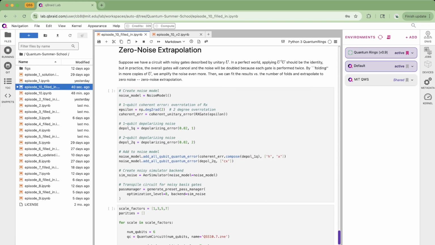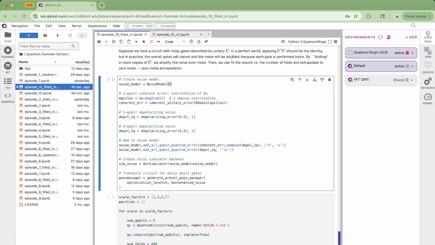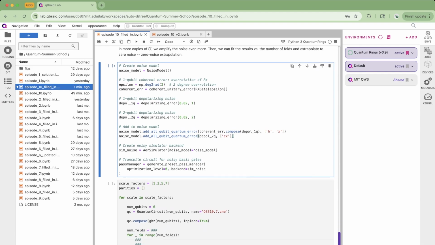So here I've just created some noises. So here we have a coherent error, which is an over-rotation of 2 degrees, which we're going to apply on Hadamard and X gates. We also have depolarizing noise. So this is just decoherence, but you can think of it as instantaneously applied by a gate rather than occurring over time. And then we're going to have our single qubit errors, which is that coherent error and the depolarizing noise. And then we're also going to have 2 qubit depolarizing noise on our controlled X gates.